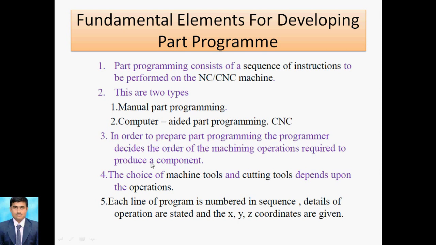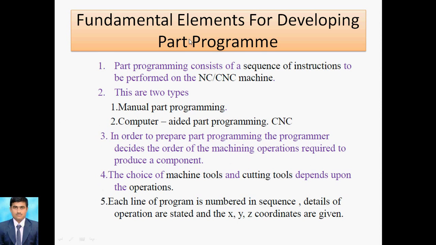In part programming, the programmer decides the machine parameters, and can also choose the machine tools and cutting tools, depending upon the machining operations. Then we select the coordinate systems, then we select the sequencing, and then we state the details of the operation. So this is regarding the part program.